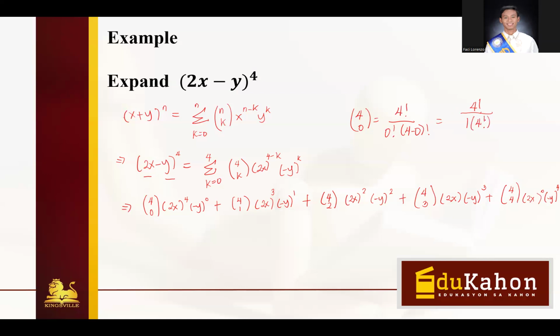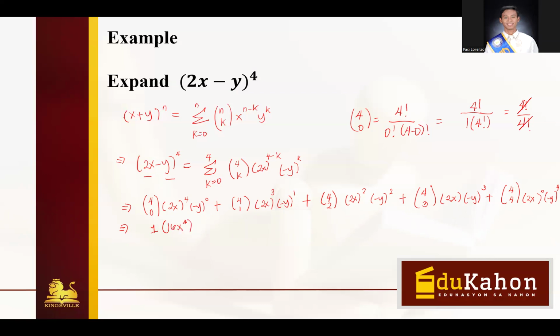And if we try to multiply 1 by 4 factorial, then we will be having a value for 4 factorial divided by 4 factorial. Then we will try to cancel 4 factorial. So the answer is 1, okay? So the answer here is 1. So this is 1 multiplied by the quantity of 2x raised to 4. And we know that 2 raised to 4 is 16. And x raised to 4 is just x raised to 4.